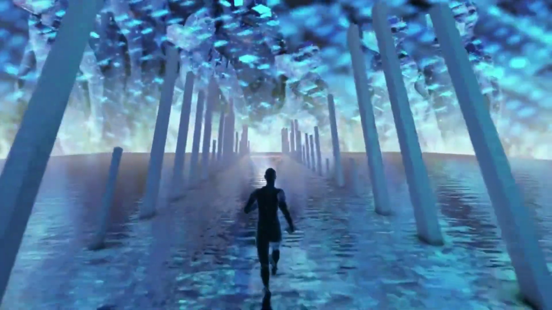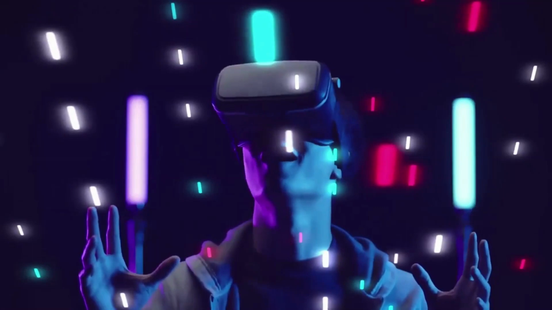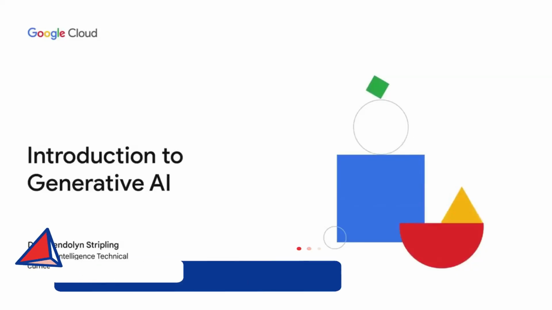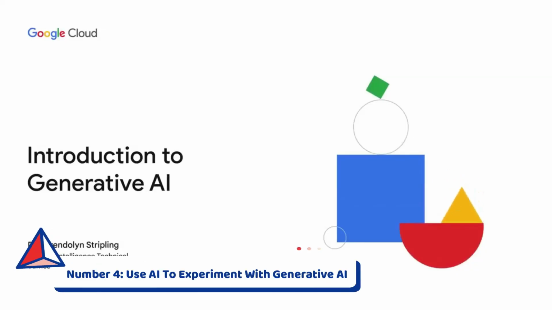These tools can help you improve your video quality and appearance and make your videos stand out from the crowd. An example of a video editor that offers AI tools to polish your video is Wondershare Filmora. Number 4, use AI to experiment with generative AI.